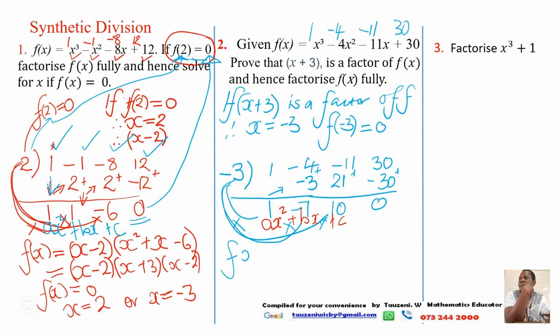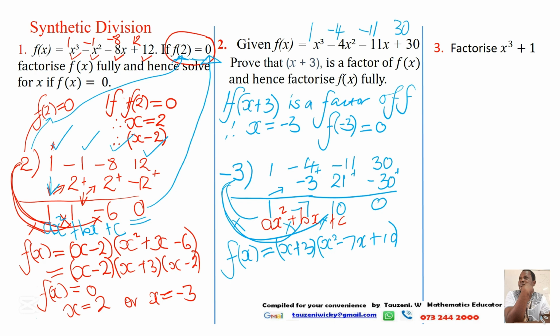So we can say f of x is equal to, in factorized form, the first factor is the given one, which is x plus 3. The second factor is going to be ax squared plus bx plus c. In place of a, b, c, we put the three values that we got. So it's going to be x squared minus 7x plus 10.